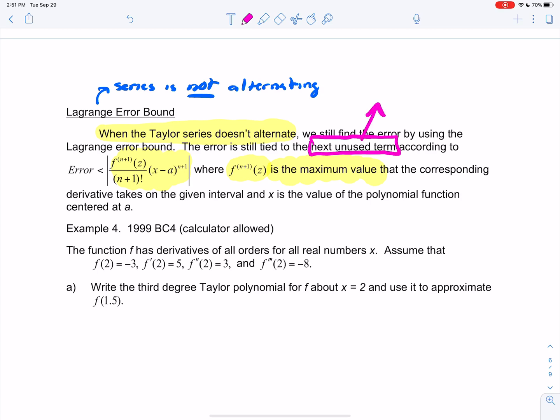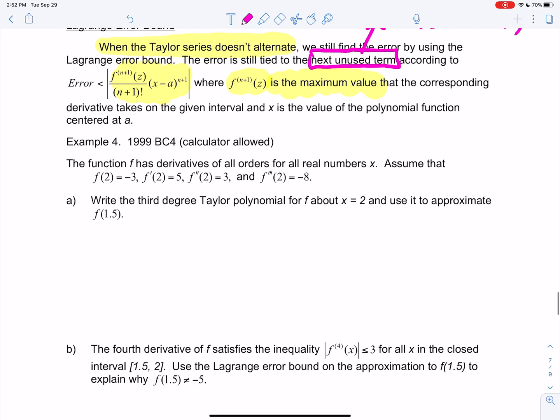So the only way to make this a little bit more clear is the next term, whether visible or not. Okay? And I'll show you what I mean by that when we do a problem, okay? That's the only thing that makes it a little bit different. All right, here we go.